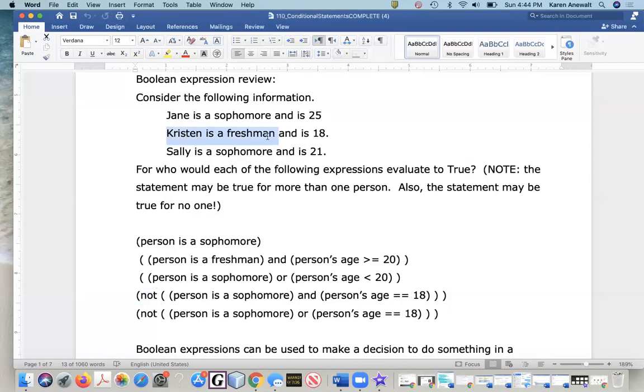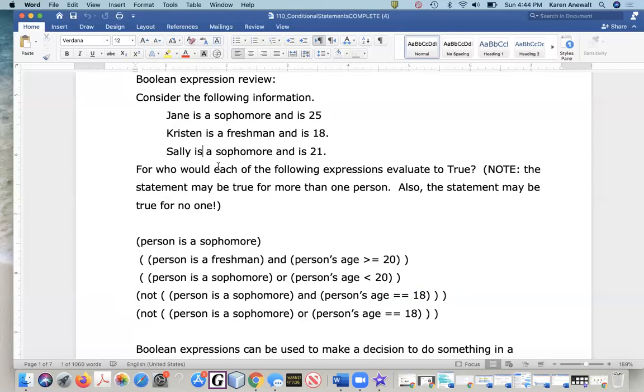If we evaluate it with Kristen, Kristen's not a sophomore. So we know that the entire inside sub-expression is false. She is 18, but because both conditions have to be true for this inner compound conditional to be true, we won't meet both criteria. So the inside expression is going to be false. And then when we take the inverse of that with the not operation on the outside, it will be true.